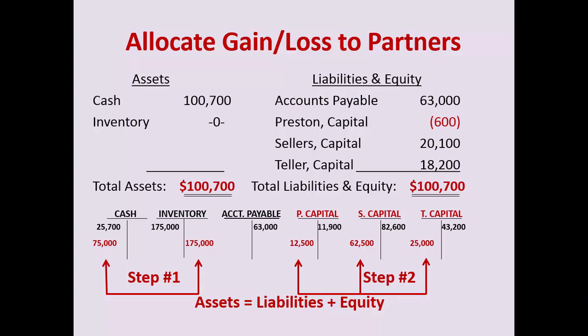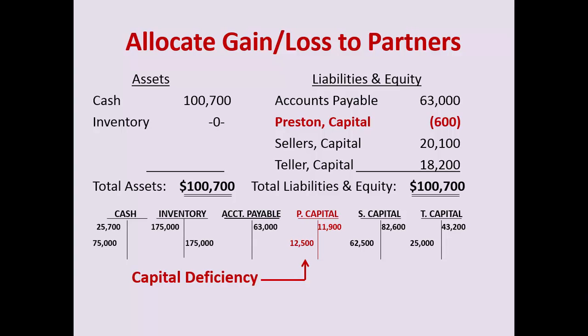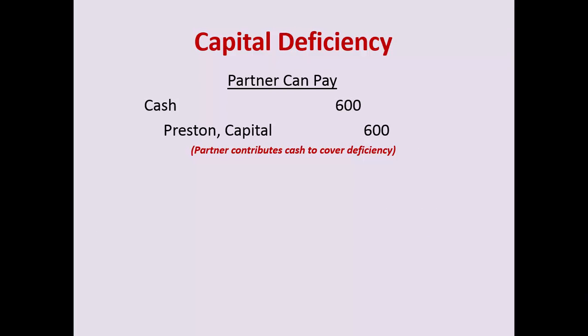Now what remains? Notice one of the partners has a negative balance. That is known as a capital deficiency. So what happens? How do we handle this? We had to go into a negative balance on a capital account in order to have assets equal liabilities plus equity. Okay, so now what happens? In real life, Preston should absorb or pay back that loss. So to close Preston's account, Preston actually has to contribute from personal funds $600 just to zero out the account.